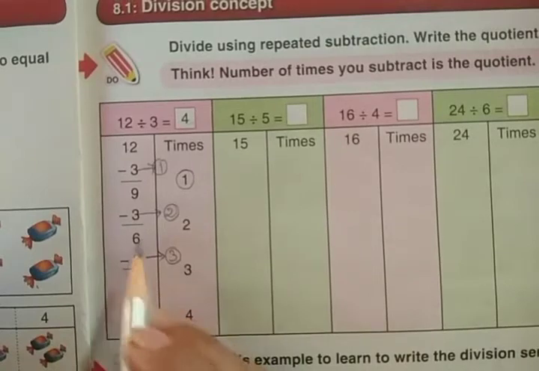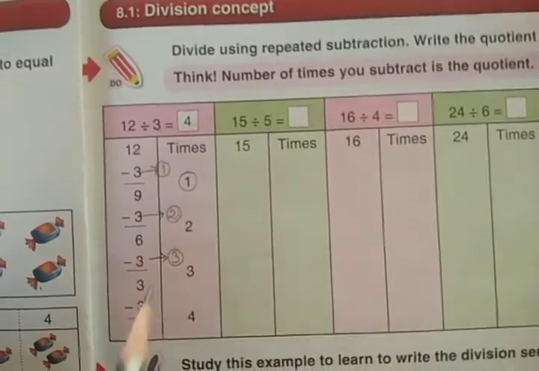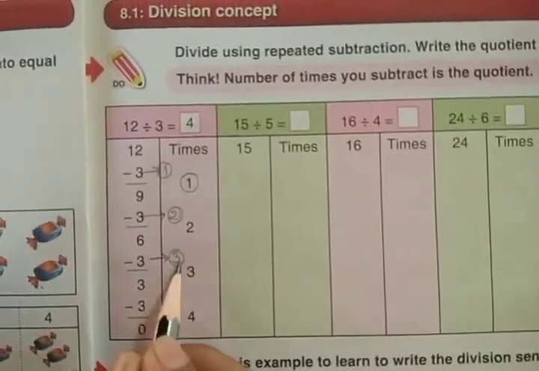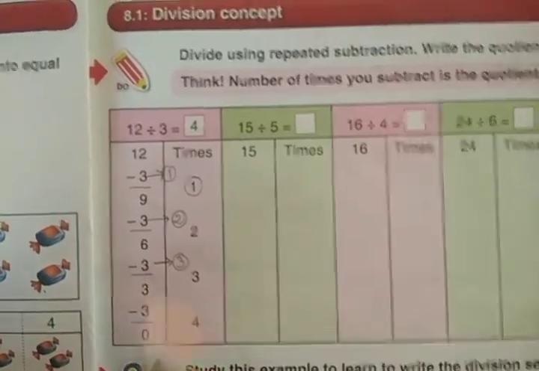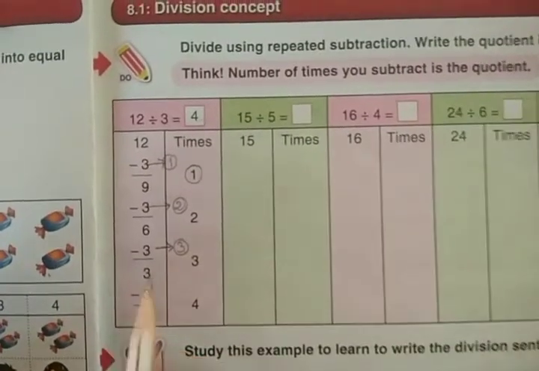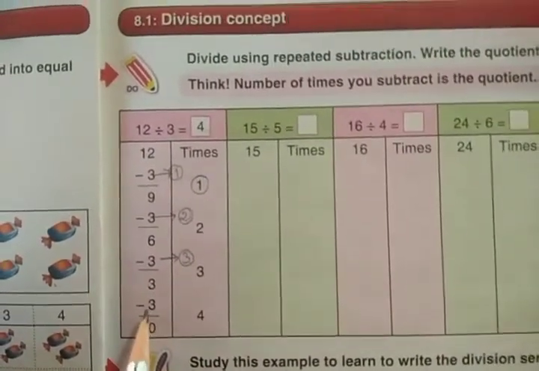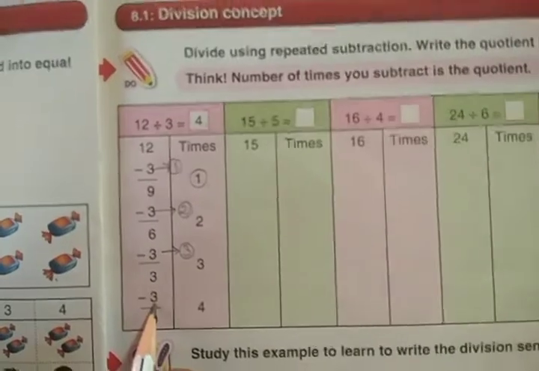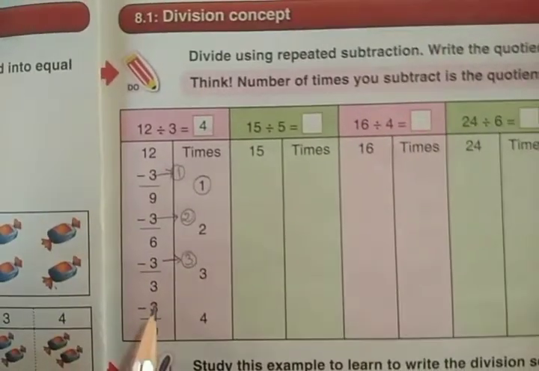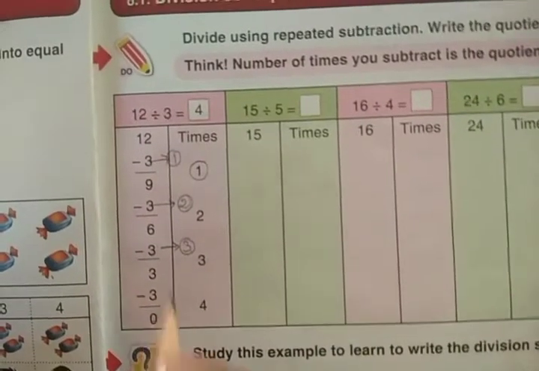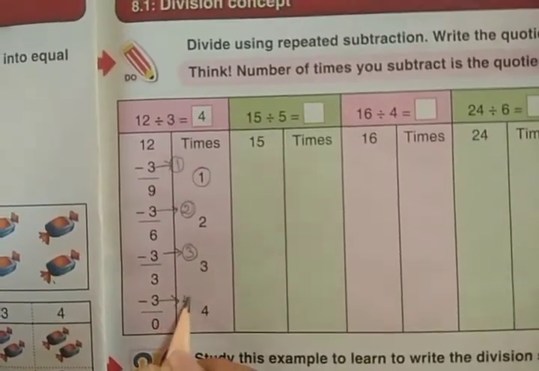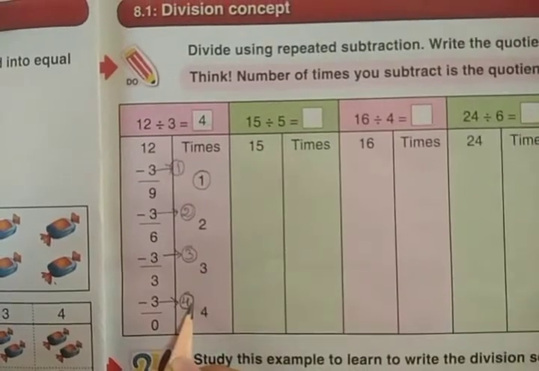After subtracting 3 from 6, we have got the answer 3, and this is the third time we have subtracted 3 from the answer. Now the last step is, your answer is 3, and you have to subtract 3 from 3. 3 minus 3 will be 0, and this is the fourth time we have subtracted.